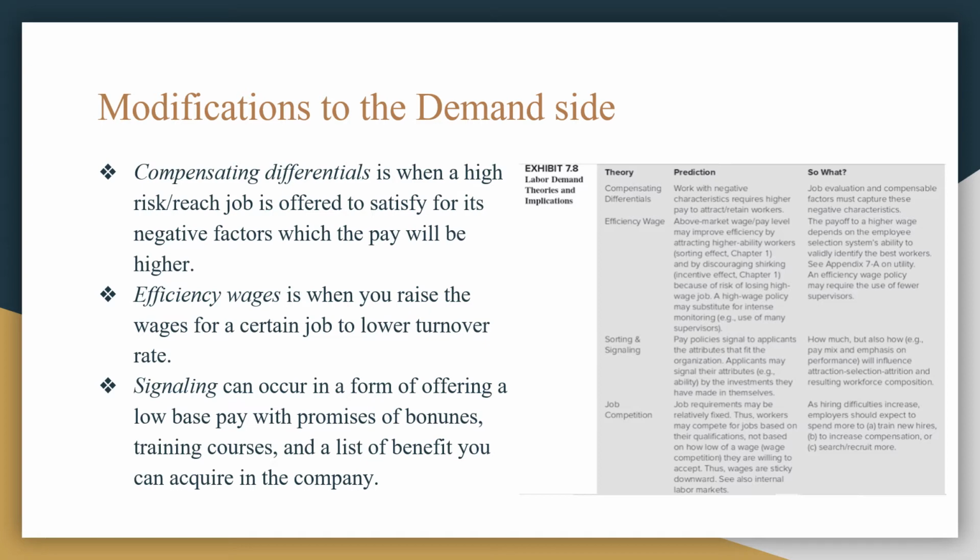Signaling can occur in the form of offering a low base pay with promises of bonuses, training, and a list of benefits you can acquire in a company. This means that the company will give you a lower pay but offer you things that you might want, like healthcare, park benefits, and training to move you up in the position.